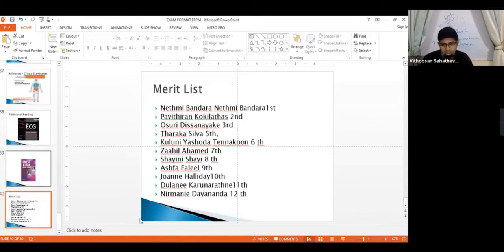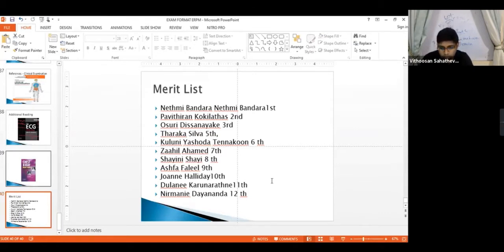So this is the last time's merit list, right? I think out of the first 12, only one student was not there in the class. First, second, also the third, this is the fourth, fifth, sixth, seventh, eighth, ninth, tenth, eleventh, twelfth. Only one is not there in the first 12, I think the fourth or something.